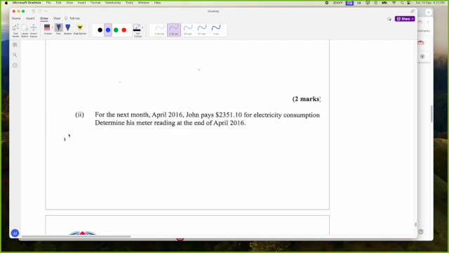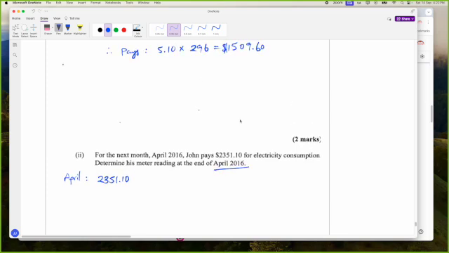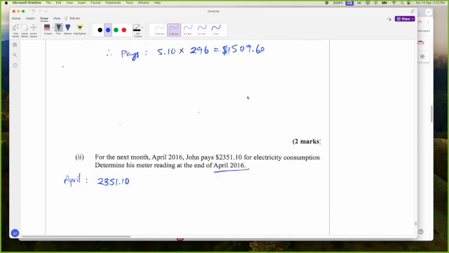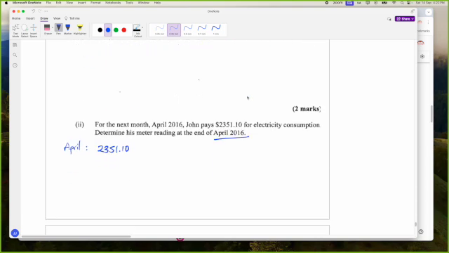For the next month, April 2016, John pays, so for April, he would have paid $2351.10 of electricity consumption. Determine his meter reading at the end of April. So this is the meter reading at the beginning of April, the end of March, which is the beginning of April here. So what will his meter reading be at the end of April?